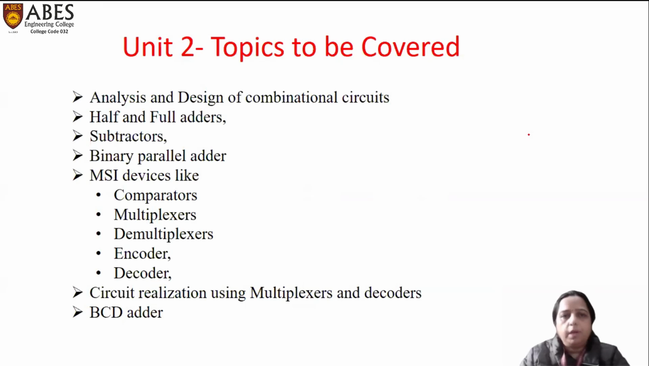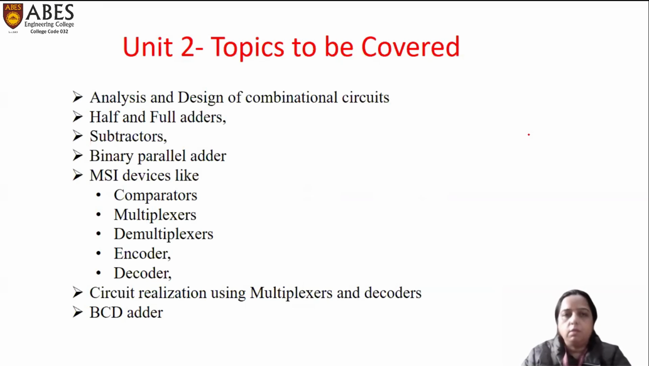First of all, we would be discussing analysis and design of combinational circuits. So we will see what combinational circuits are and how these combinational circuits can be analyzed as well as designed. Then in the case of combinational circuits, there are various combinational circuits which would be discussed further in the lecture series.